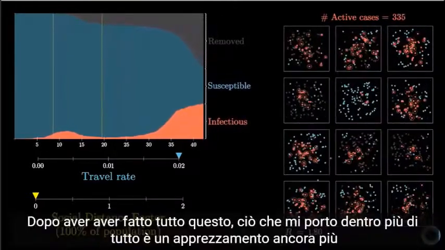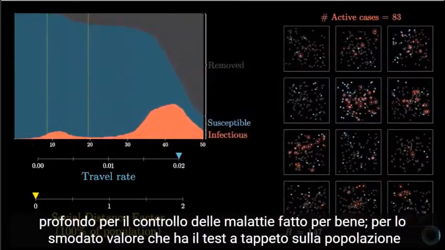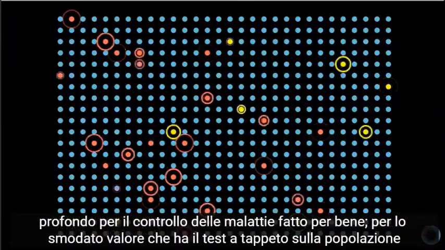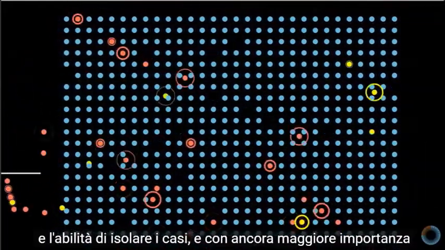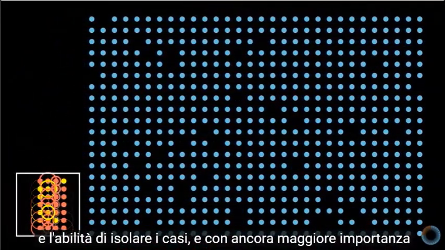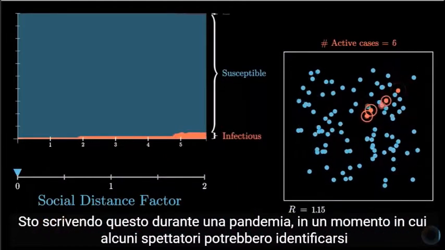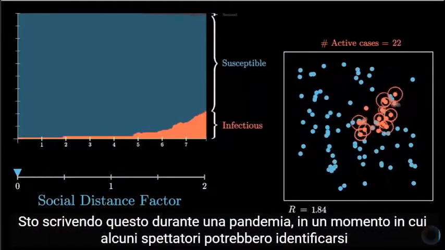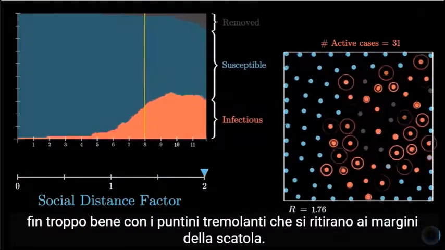After making all of these, what I came away with more than anything else was a deeper appreciation for disease control done right, for the inordinate value of early widespread testing and the ability to isolate cases, for therapeutics that treat these cases, and most importantly, for how easy it is to underestimate all that value when times are good. I'm writing this during a pandemic, when some viewers may be able to identify a little too well with the trembling dots retreating to the edge of their box.